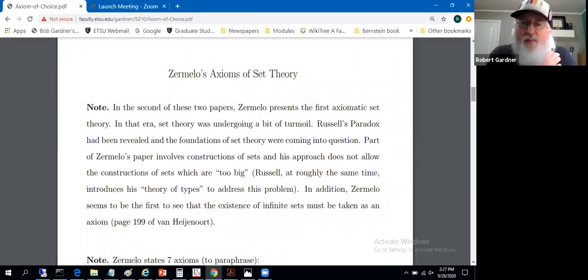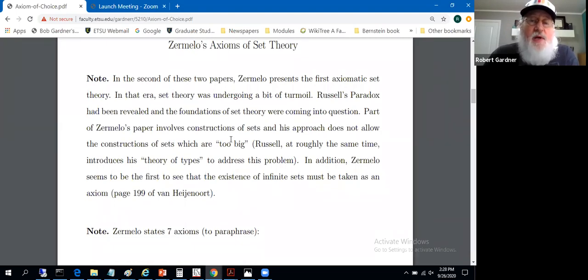In the second of those papers, Zermelo presents the first axiomatic set theory. So he lays out 7 axioms. We'll state them here in a second. This is about the same time Russell's paradox has surfaced, so set theory is undergoing a bit of turmoil. The foundations of set theory were coming into question. You likely ran across Russell's paradox, maybe in math reasoning, possibly in senior level analysis, when you have to introduce some ideas from set theory.